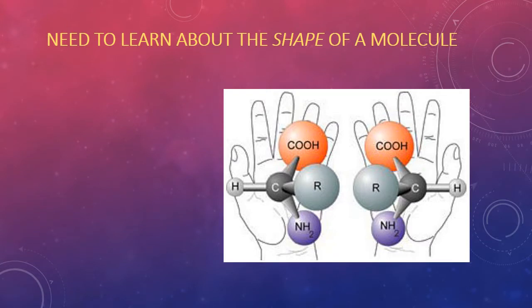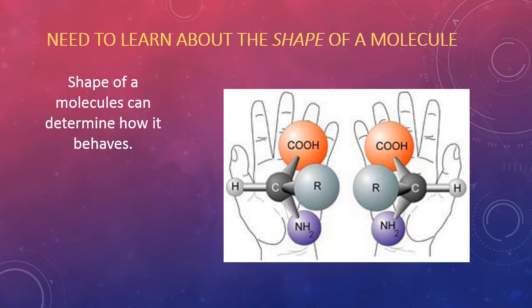The reason we need to learn about types of bonds is so we can learn about the shape of a molecule. The shape of a molecule will actually determine how a molecule behaves and a lot of the physical properties. Knowing how a molecule is shaped allows us to determine many of the physical properties such as boiling point, viscosity, surface tension, melting point, and vapor pressure. All of these are physical properties.